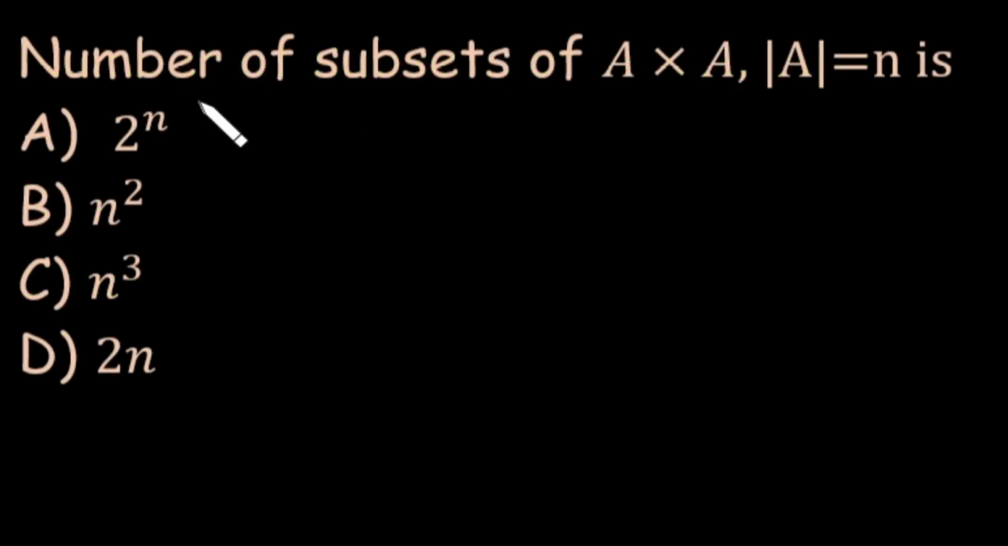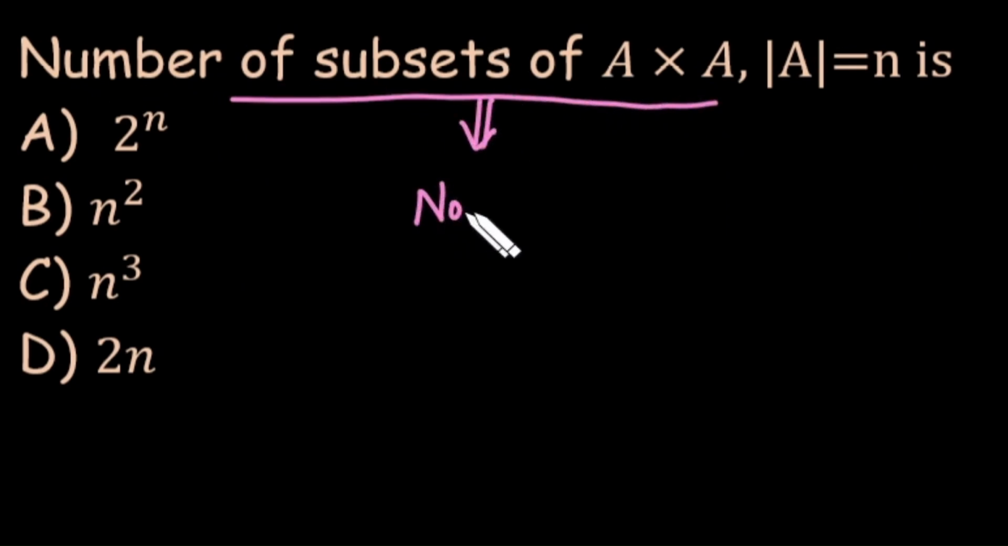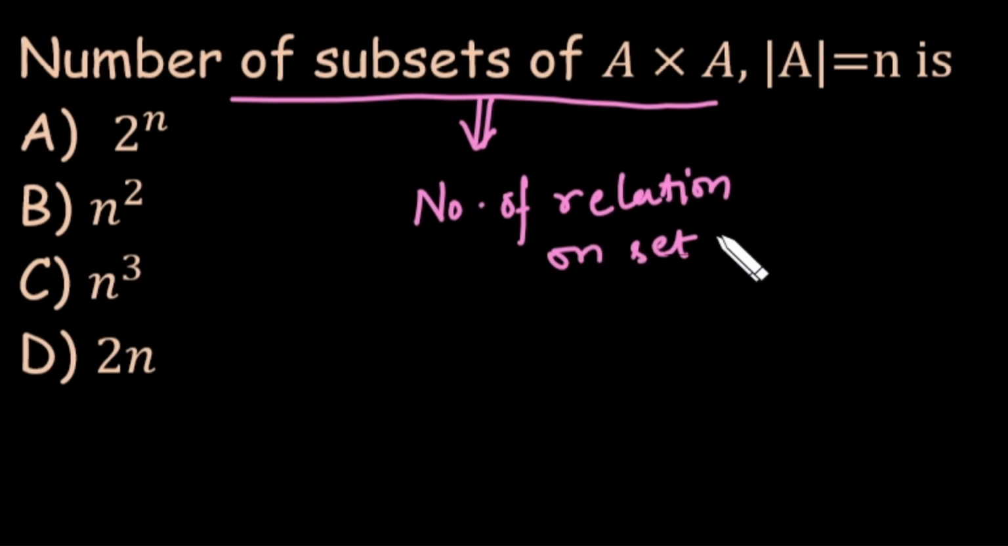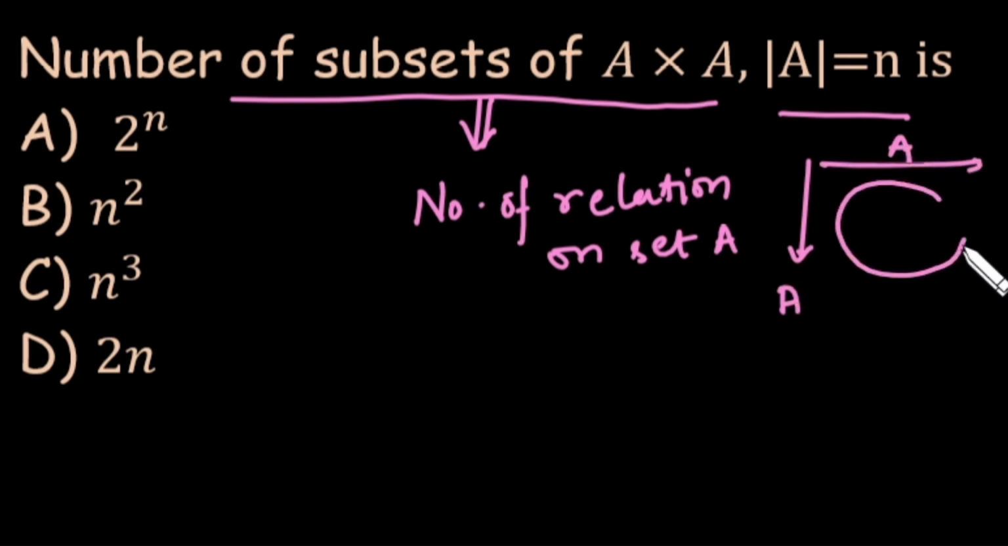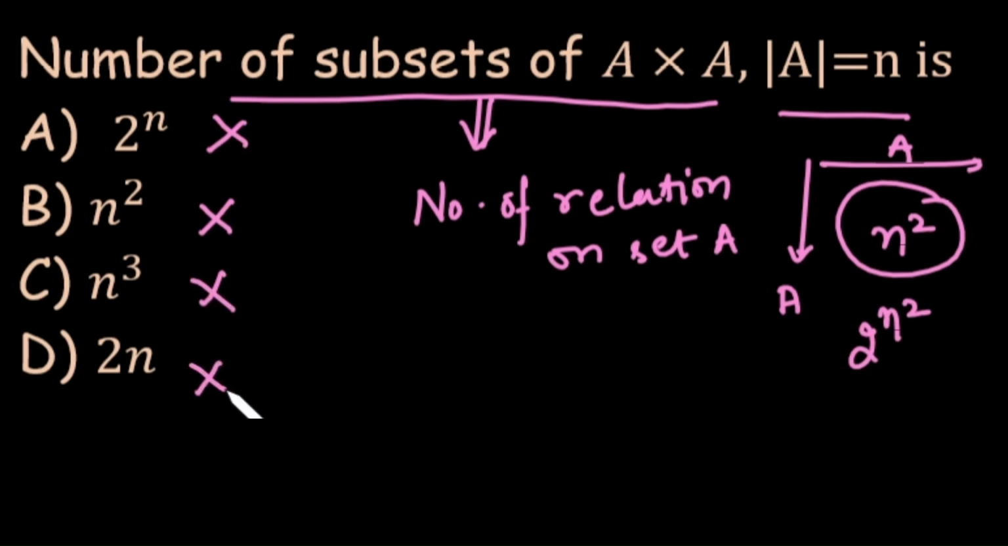Next question we have: the number of subsets of A cross A. This is basically asking about the number of relations on set A. So either write it in this form or we can write the number of subsets of A cross A. The meaning is the same. We have already covered this one. The total number of entries is n square, because n elements row wise and n elements column wise. Total subsets are 2 raised to power n square. It means none of the options is correct in this case.